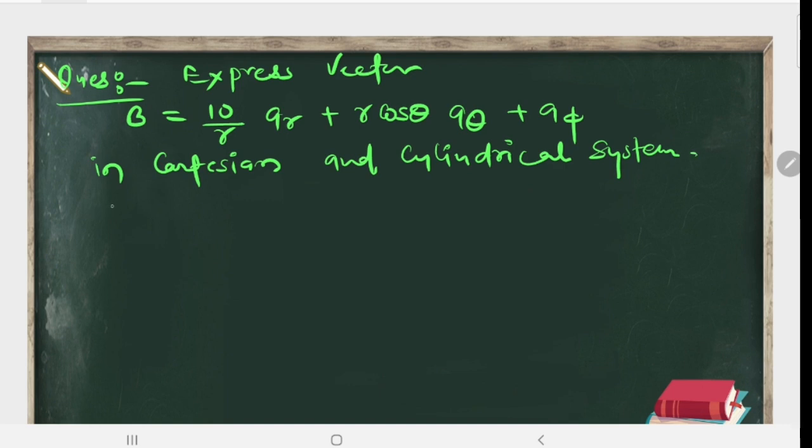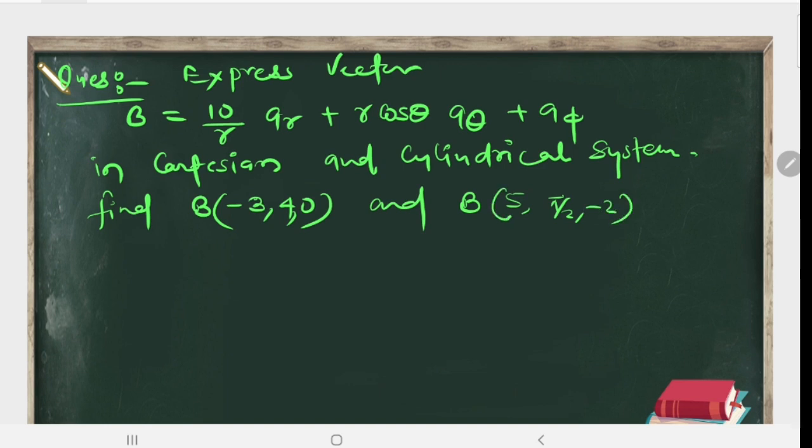After that, you have to find the value of B in Cartesian coordinate system at point minus 3, 4, 0, and find the value of B in cylindrical system, that means at rho, phi pi by 2 and minus 2. At this point, you have to calculate the value of B. So this point is given in Cartesian system, and this point is given in cylindrical system.